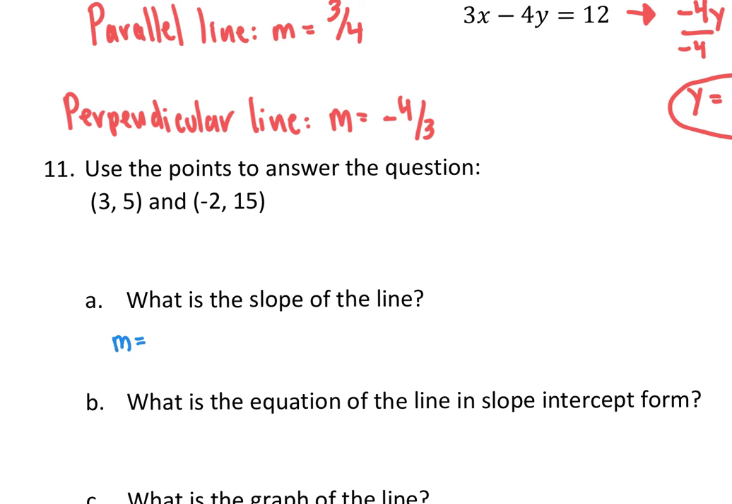So to find the slope of the line, we just go y2 minus y1 over x2 minus x1. So 15 minus 5 is 10. Negative 2 minus 3 is negative 5. So that means my slope is negative 2.